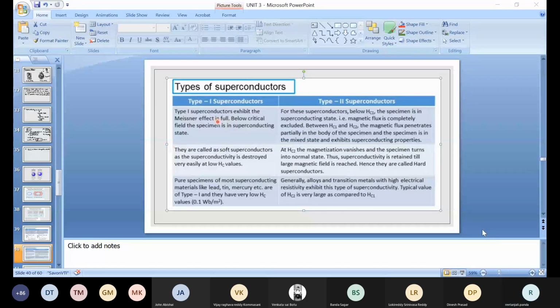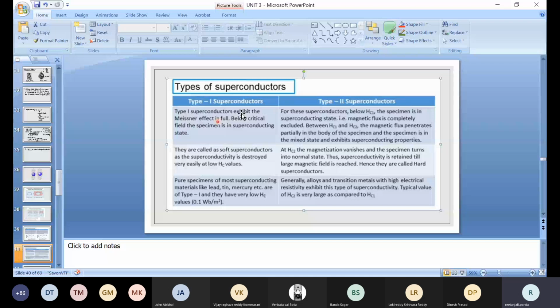Okay. Now you see here the types of superconductor. Two types of superconductor are there. Type 1, as I told you, has only one critical temperature. Below that critical temperature we find the superconducting state. Above the critical, not temperature, critical magnetic field, we find the normal state of the material.